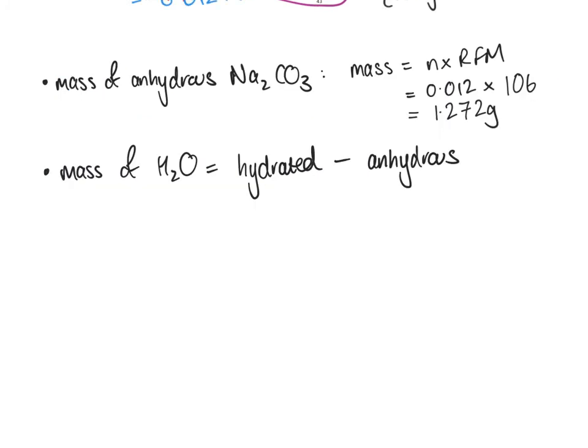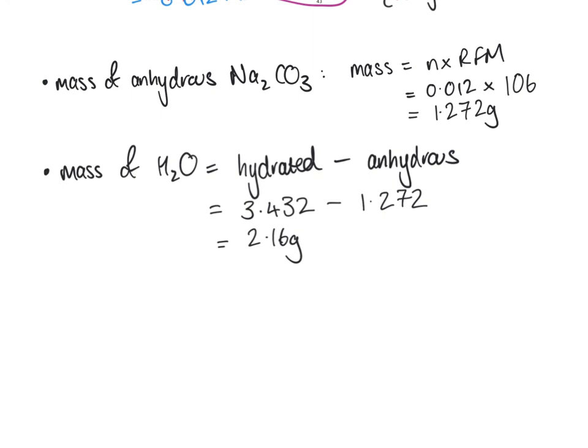So in order to work out the mass of water, I need to get the mass of my hydrated salt, which is given to me in the question, and I take away the mass of my anhydrous salt, because the difference between the two is going to be the mass of water of crystallization within the hydrated salt. So you're told in the question, go back to the start of the question, that the hydrated salt, we measure out 3.432 grams. And the mass of our anhydrous salt is 1.272 grams. So that gives us a mass of water of 2.16 grams.